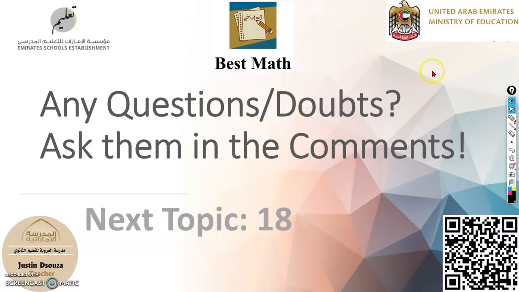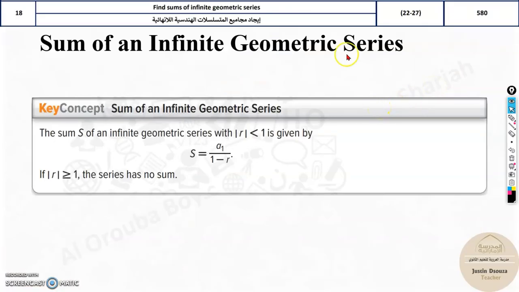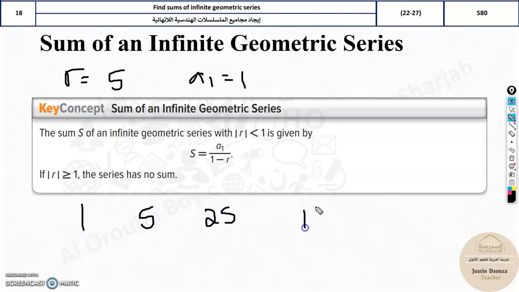Moving on to the 18th topic, it is again on geometric sequence and series, but now we are dealing with infinite geometric series. Now, what is an infinite geometric series? Say, for example, I have an r value of 5, and the first term is 1. The terms would be 1, 5, 25, 125, and you can keep finding the other terms. It'll be 625 and so on. It goes on till infinity.